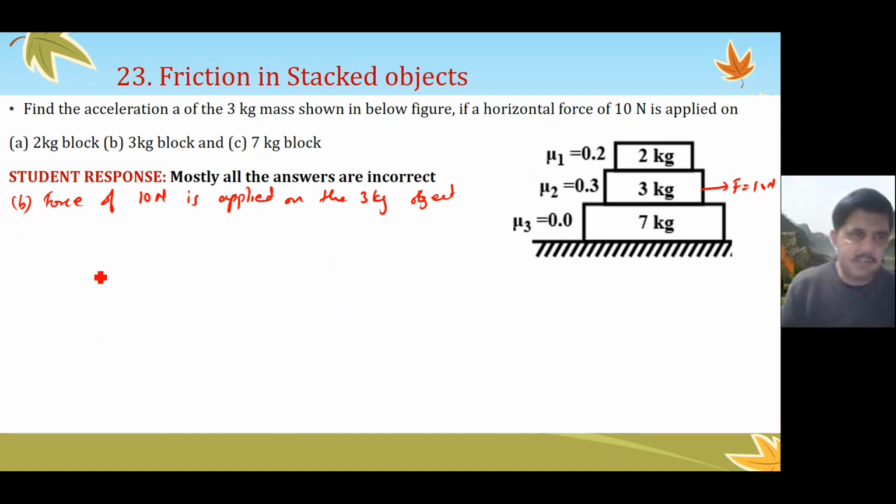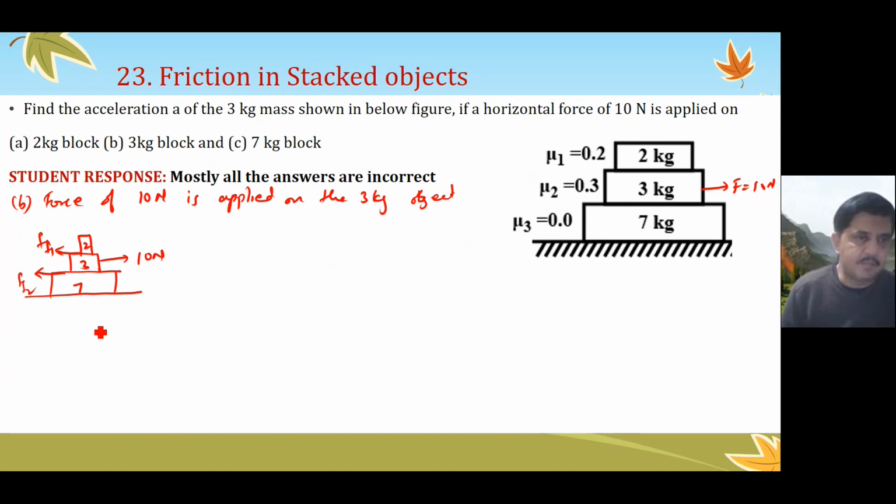Now towards this, let us draw the free body diagram once again. This is your third object, the 7 kg object. This is your second object, which is a 3 kg object. On top of it, you have a 2 kg object. You are applying a force of 10 Newton over here. Now what will happen? This will experience a friction due to this. This will also experience a friction due to this, right? Let us find out what is the friction due to this one. This is FF1, this is FF2.